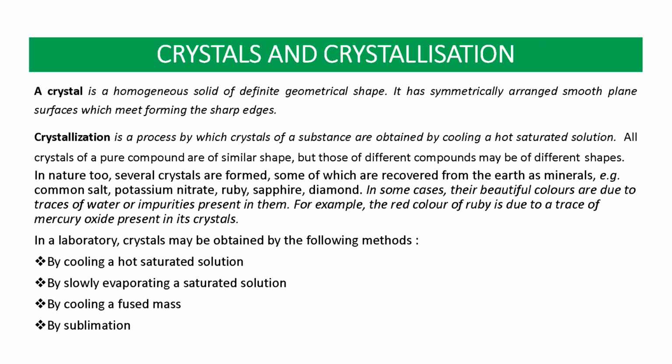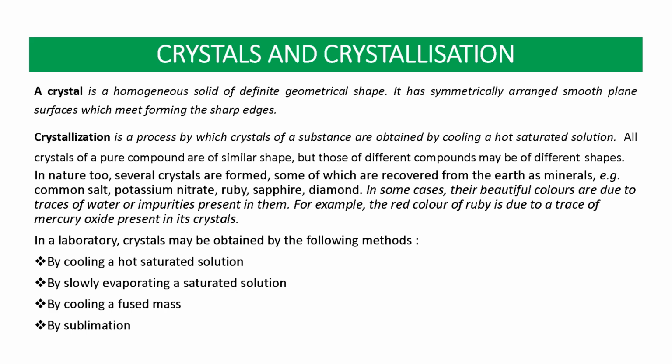The next topic is crystal and crystallization. So what is a crystal? A crystal is a homogeneous solid of definite geometrical shape. It has symmetrically arranged smooth plane surfaces which meet, forming sharp edges. And what is crystallization?